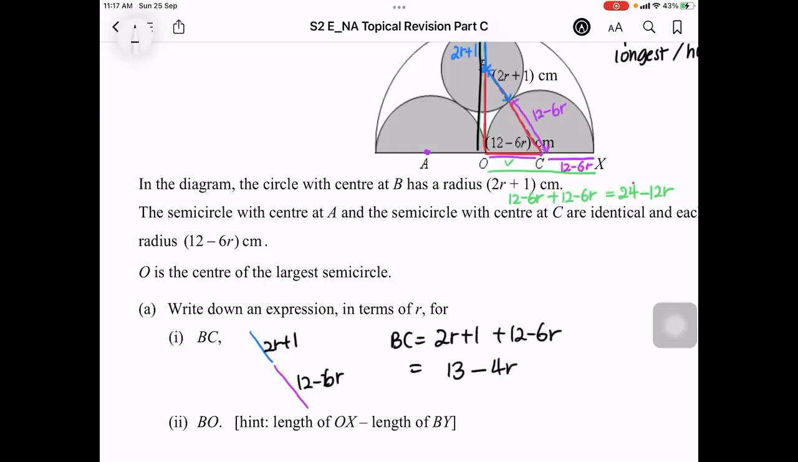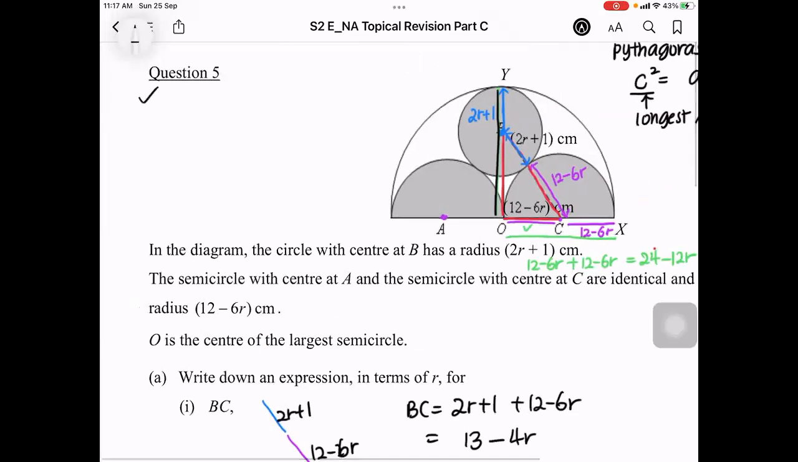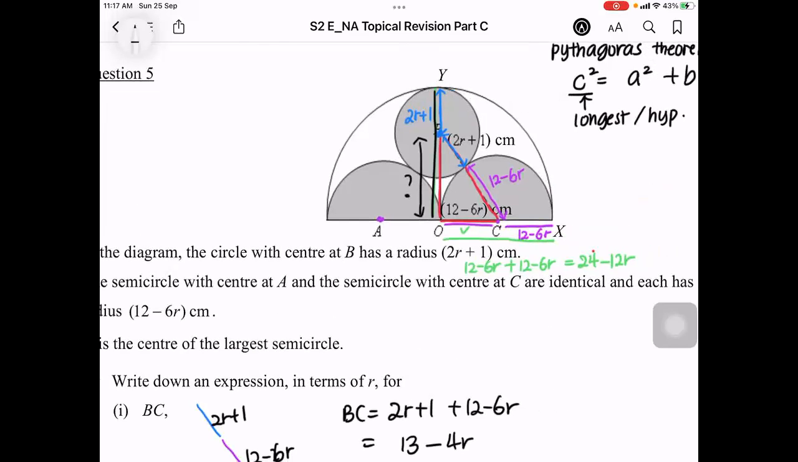Next one, to find BO. That means I want to find this small part. How to do? Just now I did go through is the whole thing, which is the 24 minus 12r. The whole thing is 24 minus 12r. Then the small color.